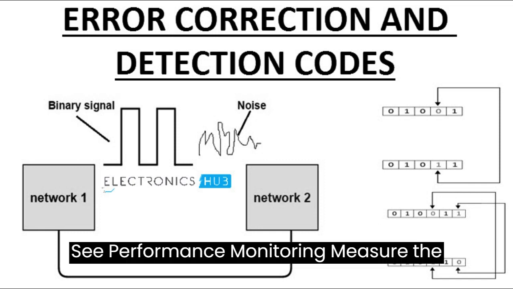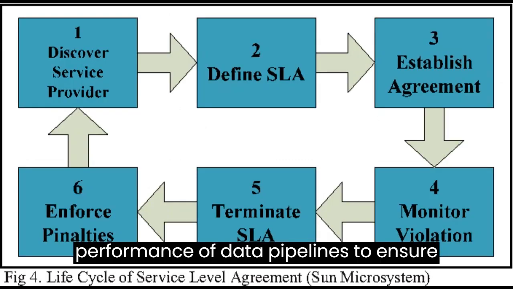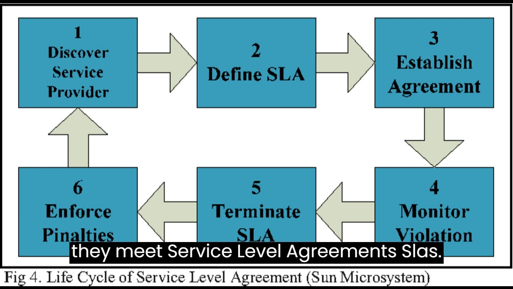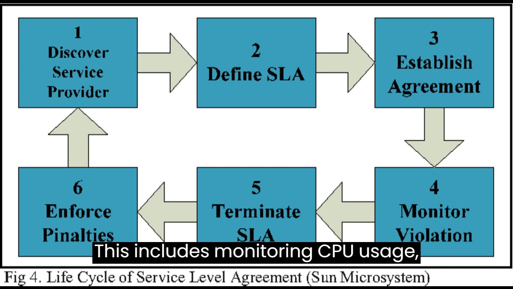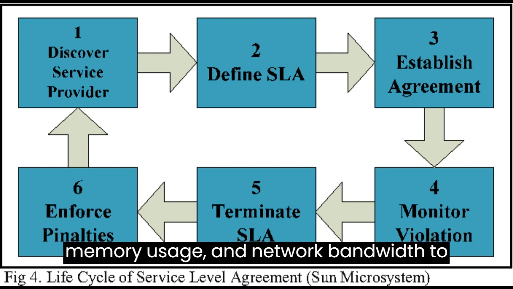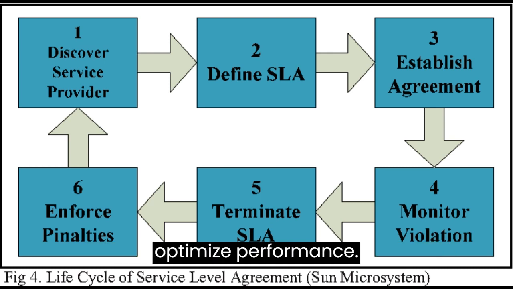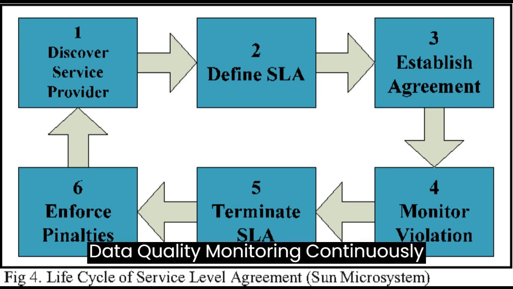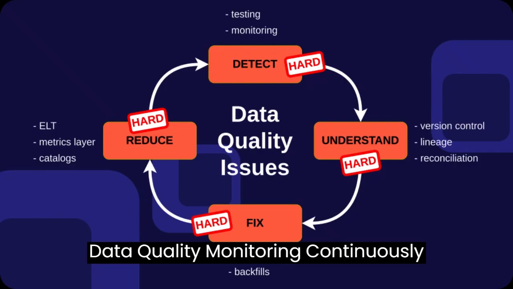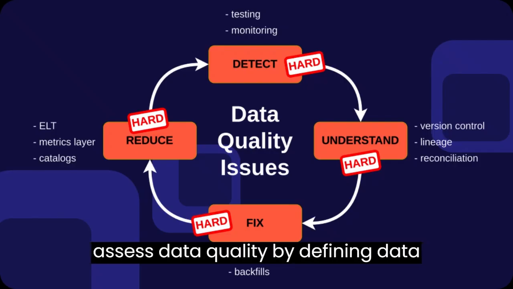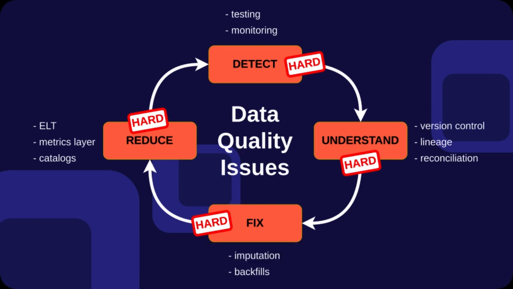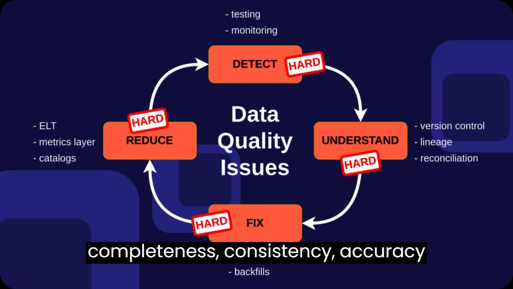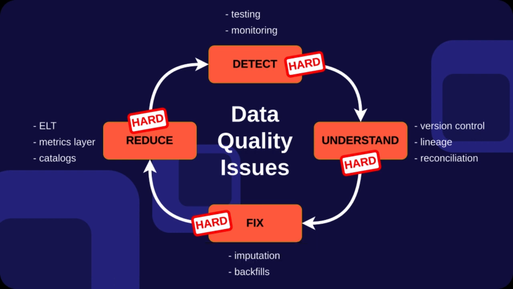Performance monitoring. Measure the performance of data pipelines to ensure they meet service level agreements, SLAs. This includes monitoring CPU usage, memory usage, and network bandwidth to optimize performance. Data quality monitoring. Continuously assess data quality by defining data quality rules and conducting checks. These rules may include data completeness, consistency, accuracy, and timeliness.